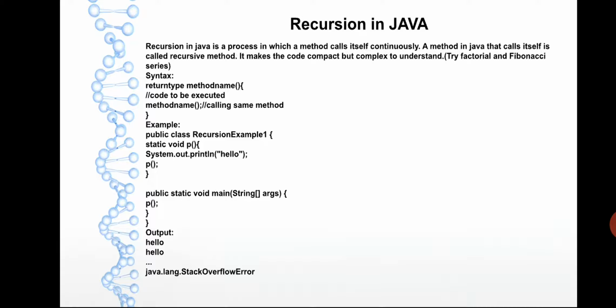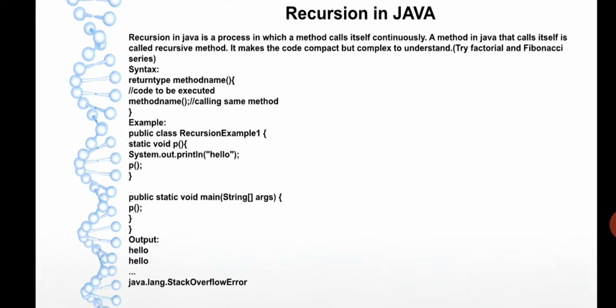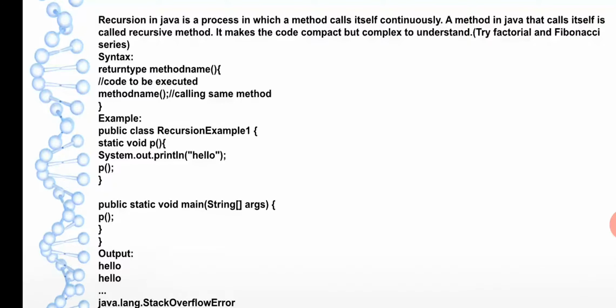Recursion in Java is a process in which a method calls itself continuously. A method in Java that calls itself is called a recursive method. So every time you are putting a particular method in a loop, that is nothing but recursion, isn't it? Every time you are calling the same method again and again for a particular work, then you can say such a method is a recursive method.